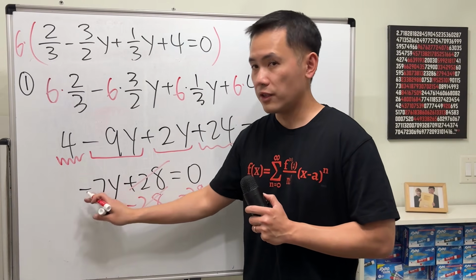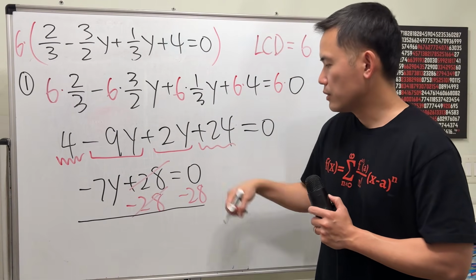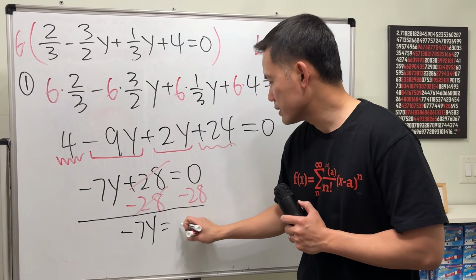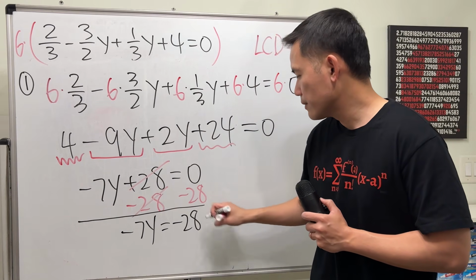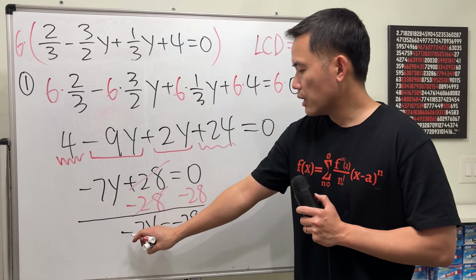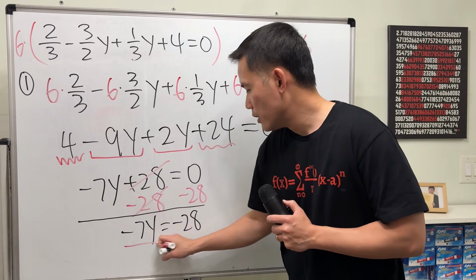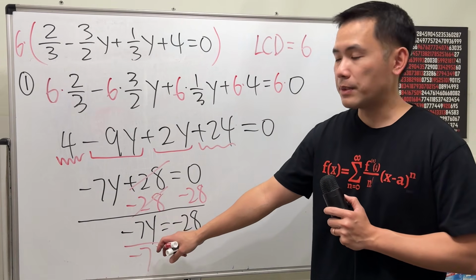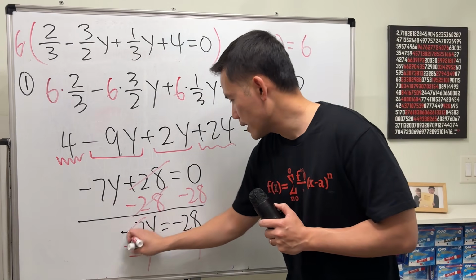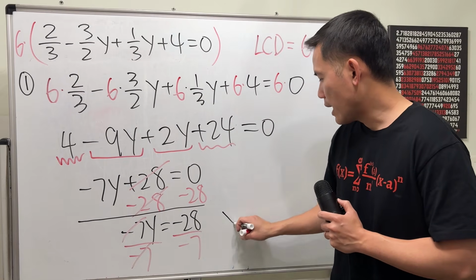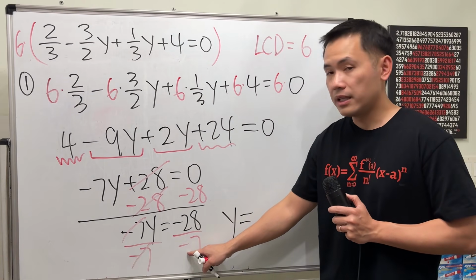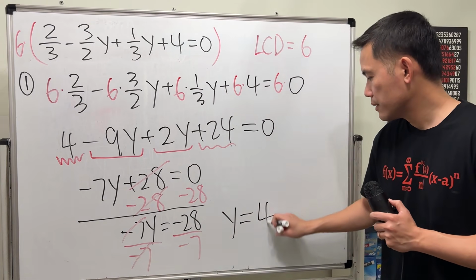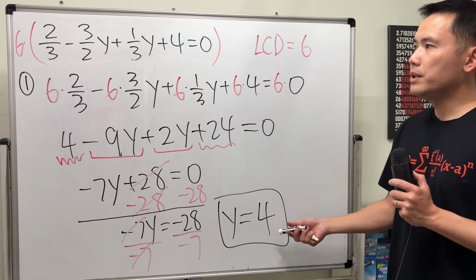You want to keep the term with the variable on one side, and then bring the other numbers to the other side. And then we get negative 7y equals 0 minus 28, which is negative 28. Now this is negative 7 times y. To get rid of the negative 7, we divide both sides by negative 7. Cancel. And you see that y will be negative divided by negative, which is positive. 28 divided by 7 is 4. And that will be the answer.